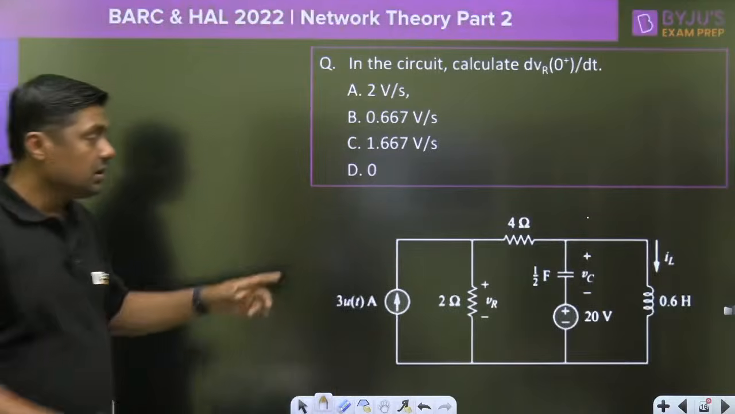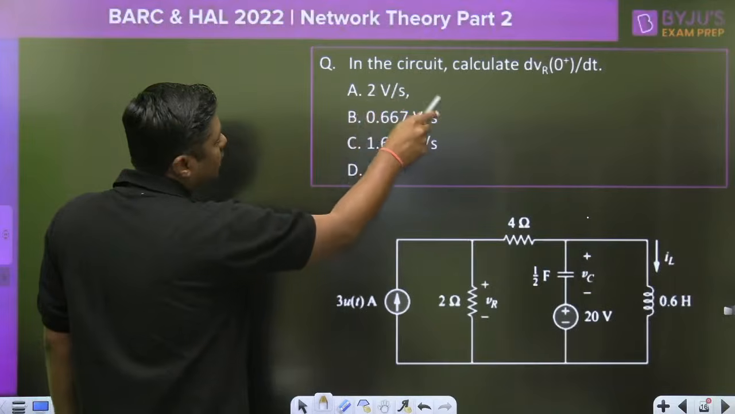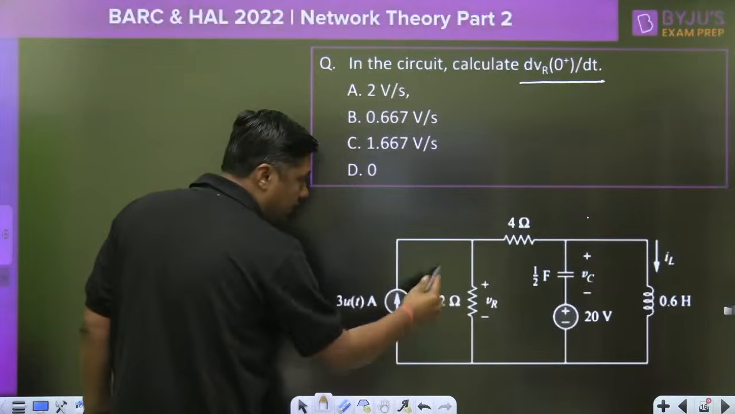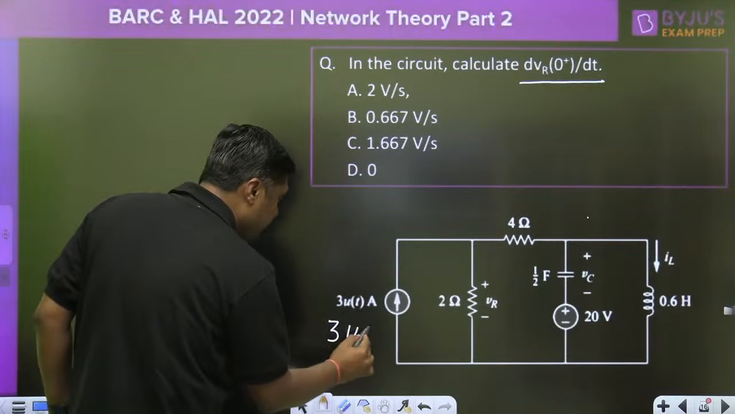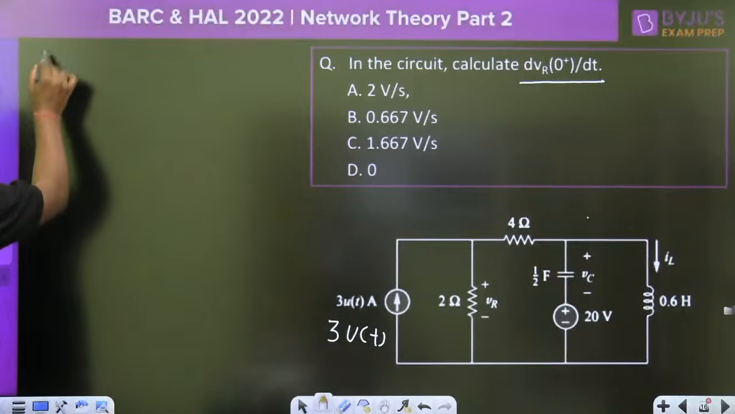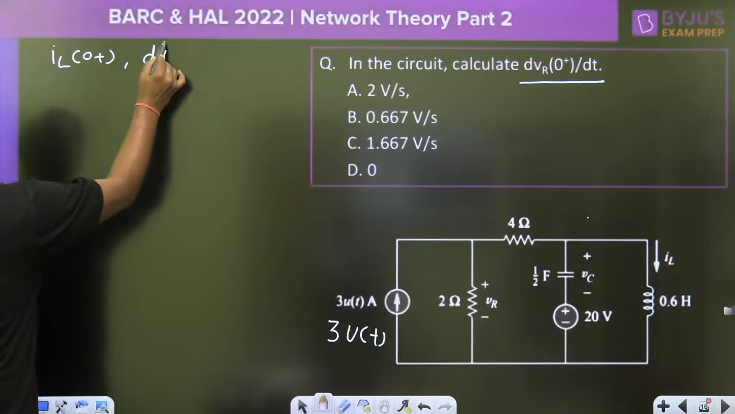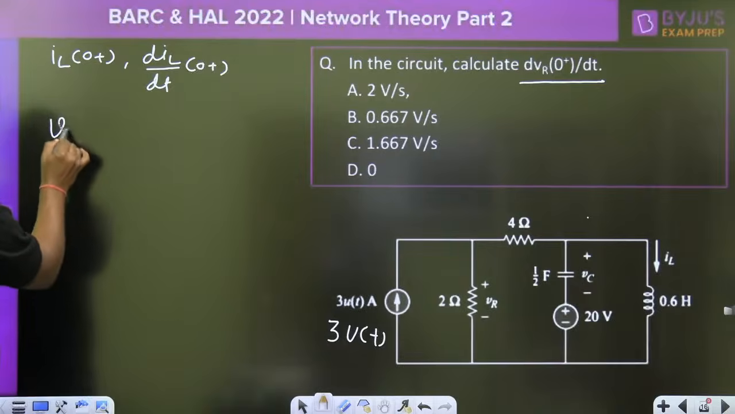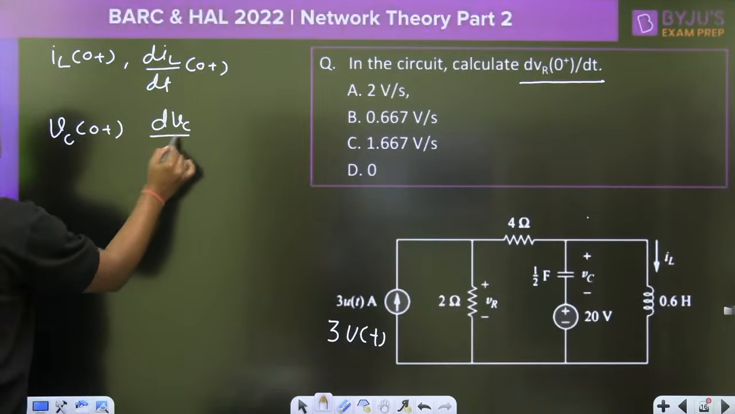Transient will come from there; here it is initial condition. Watch this. In the circuit, calculate dVR/dt at 0 plus. You have to calculate this, with the source 3u(t). Normally, what will be the question? IL at 0 plus, that is the question. dIL/dt at 0 plus normally, or the voltage across the capacitor, or dVC/dt at 0 plus.